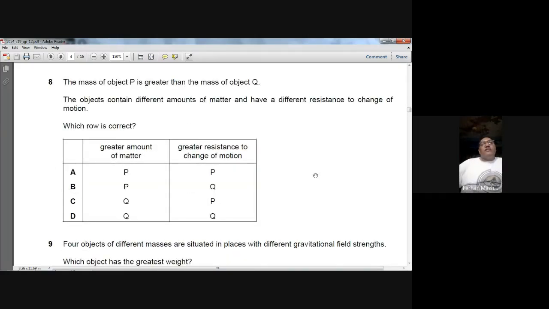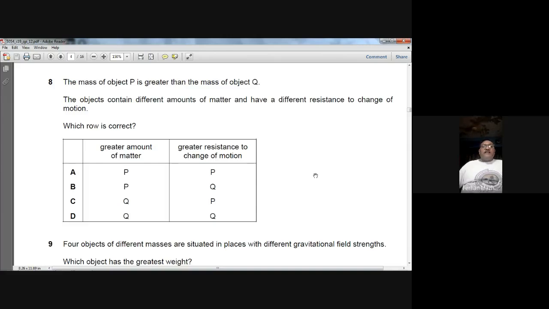On your screen, we have question number 8. The mass of object P is greater than the mass of object Q. The objects contain different amounts of matter and have a different resistance to change of motion. Which row is correct? You know, you define mass as the amount of matter in a substance. So the object P has greater mass, so it will have a greater amount of matter in it as compared to the object Q.